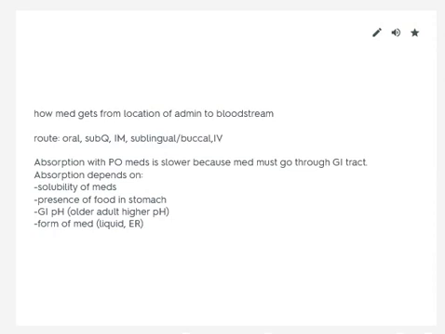Absorption is how a med gets from the location of administration to the bloodstream. Routes include oral, sub-Q, IM, sublingual, and buccal. Absorption with PO meds is slower because the med must go through the GI tract. Absorption depends on the solubility of the meds, the presence of food in the stomach, and the GI tract and form of the med.